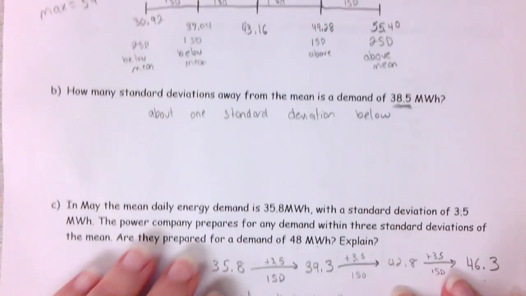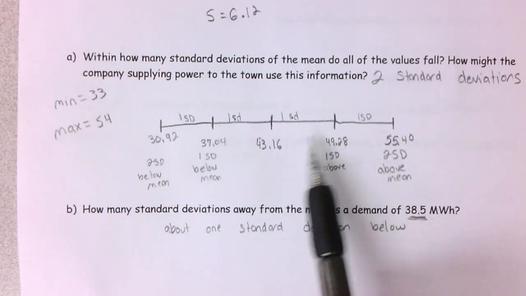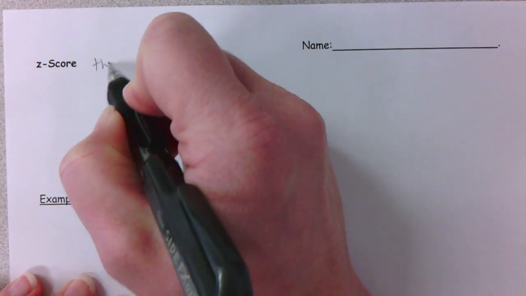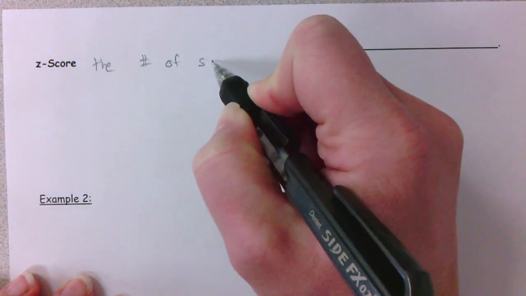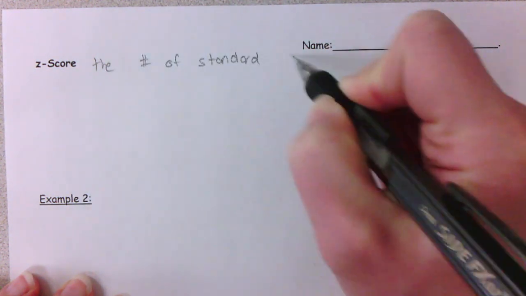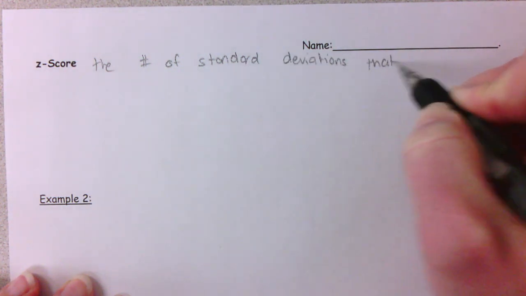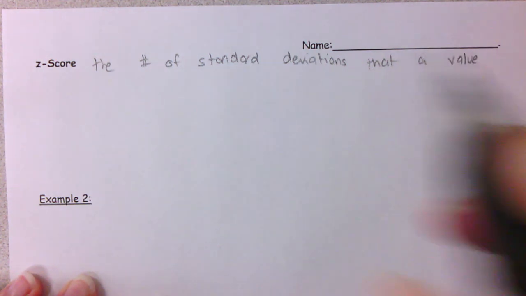So we're going to look at what we do if we have numbers that are in between, like if I'm not exactly 1, 2, or 3 standard deviations away. This will also lead us into some of the probability, which gets kind of fun. So if we don't know exactly how many standard deviations away we are, we have the z-score. It's a little formula that will tell us the number of standard deviations that a value is from the mean.